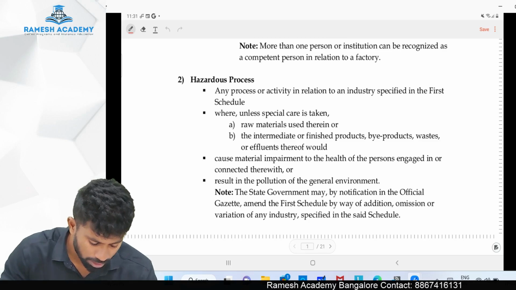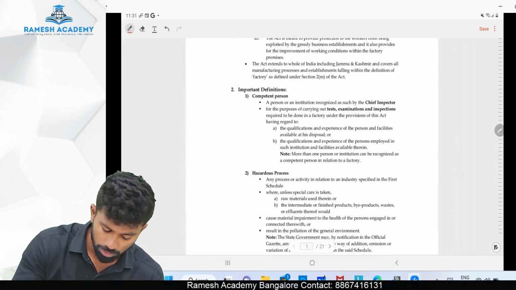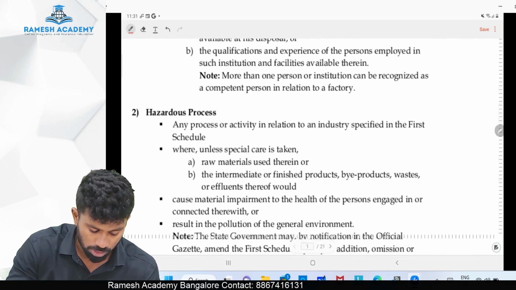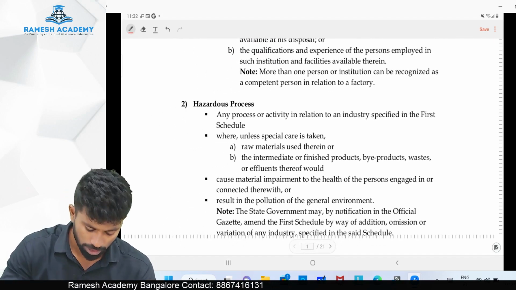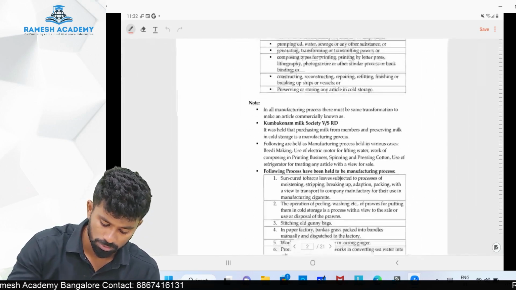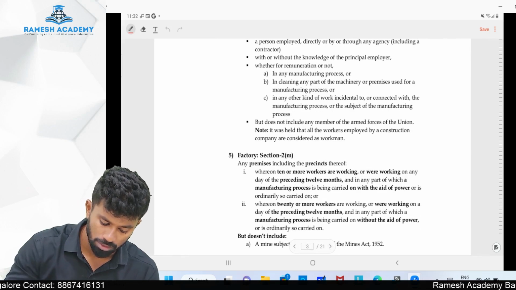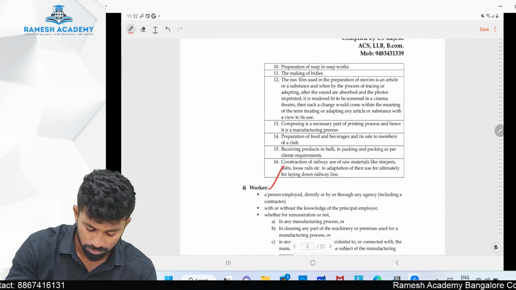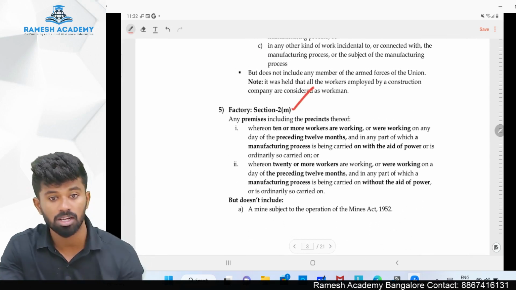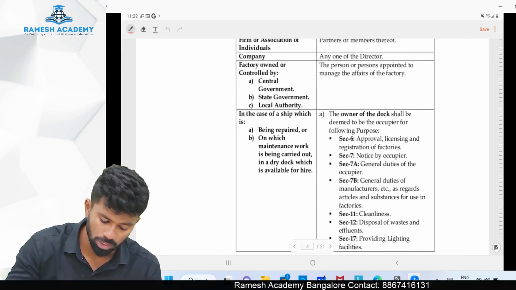Yes, welcome back. So we have discussed this. Introduction is done. We discussed important definitions, that is competent person as well as hazardous process. We discussed what is hazardous process as per the Factories Act. Then we also discussed what are manufacturing process and what have been held to be a manufacturing process. Then we also discussed who is a worker. Then we discussed definition of a factory. What is considered as factory, what is not considered as a factory, what is included, what is not included.